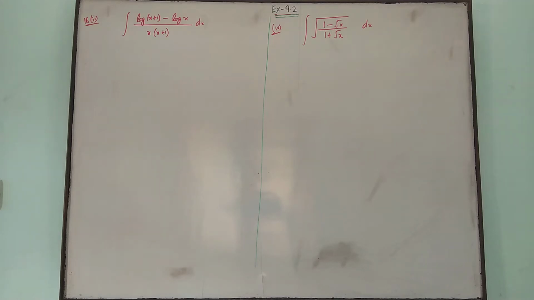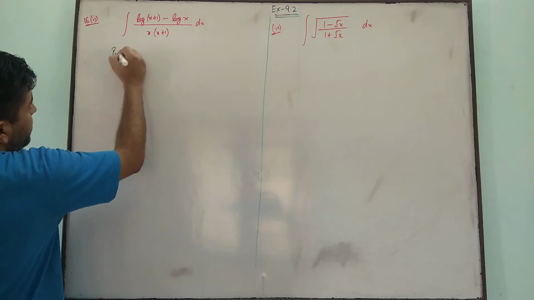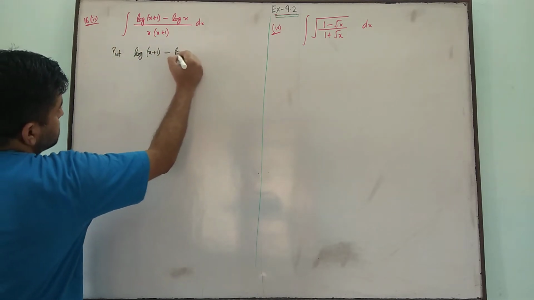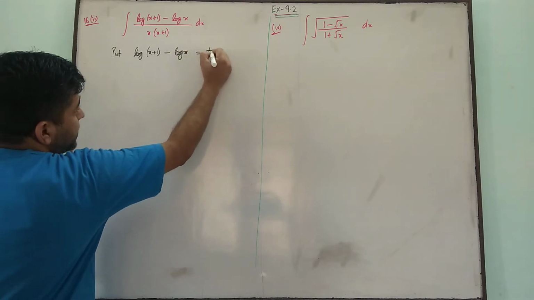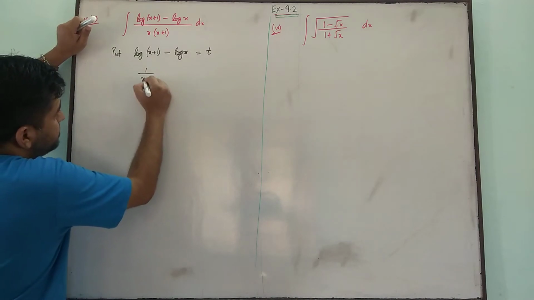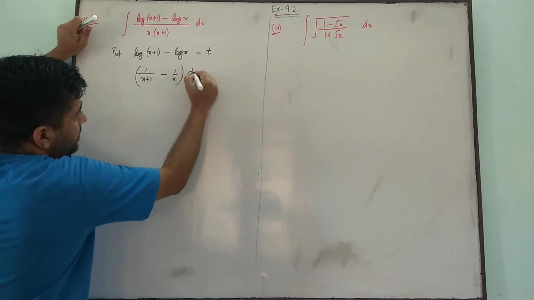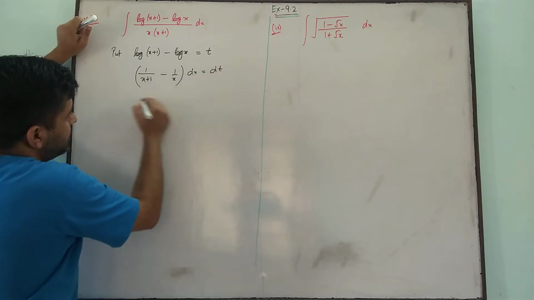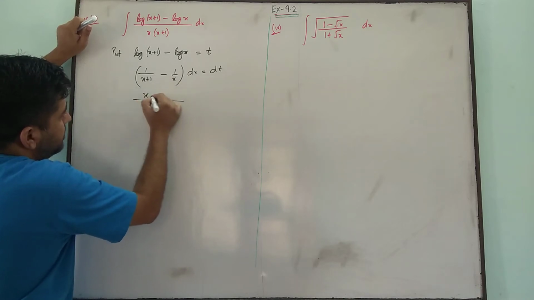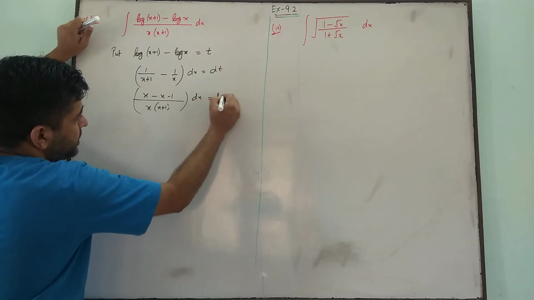16 log of x plus 1 minus log x upon x plus 1. If we put log of x plus 1 minus log x equal to t, its derivative is 1 upon x plus 1, and 1 upon x. dx is equal to dt. LCM x plus 1, x minus 1, dx is equal to dt.